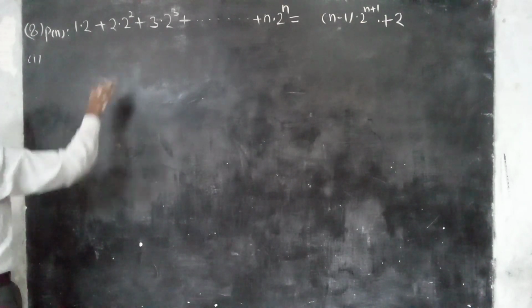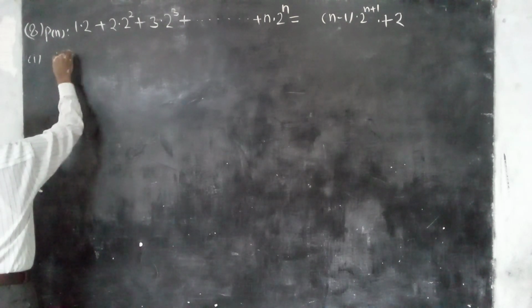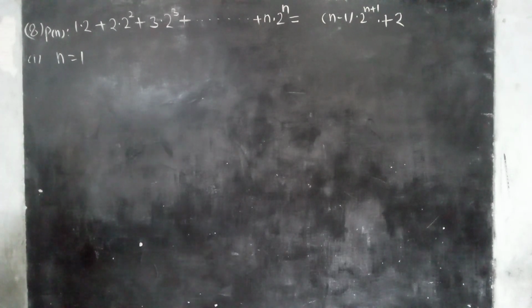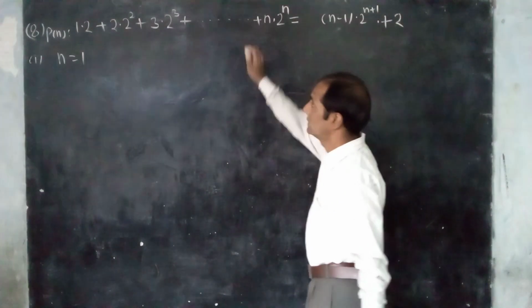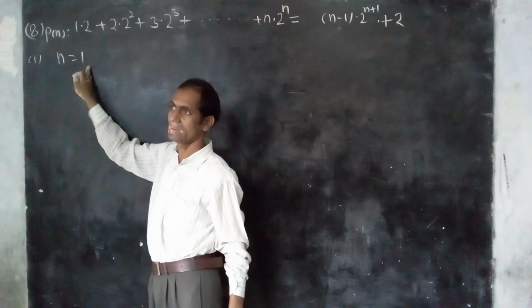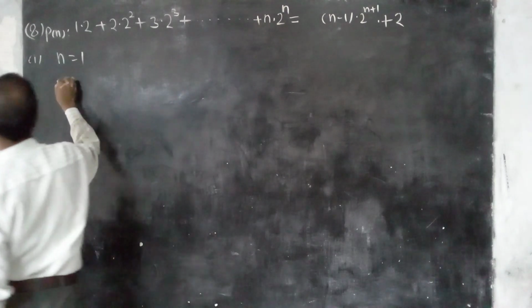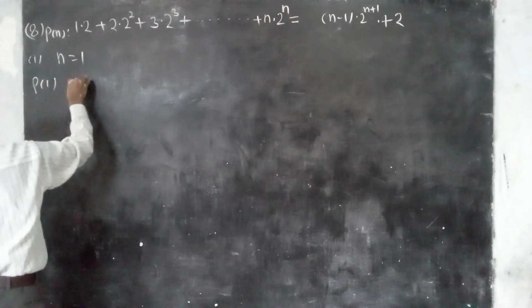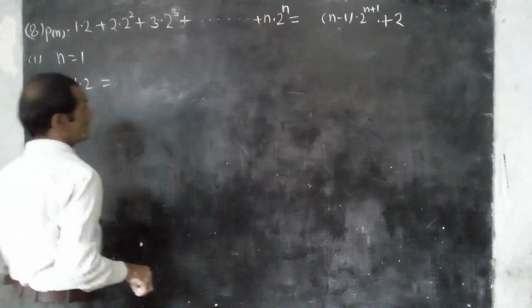we prove this mathematical statement for n is equal to 1. So write n is equal to 1. When we place 1 in place of n, then in the left side of the identity we get the first term of the series. n is equal to 1 means the first term of the series. So your first term is this. So you get P1 is equal to 1 into 2. Now write n is equal to 1 in the right side.